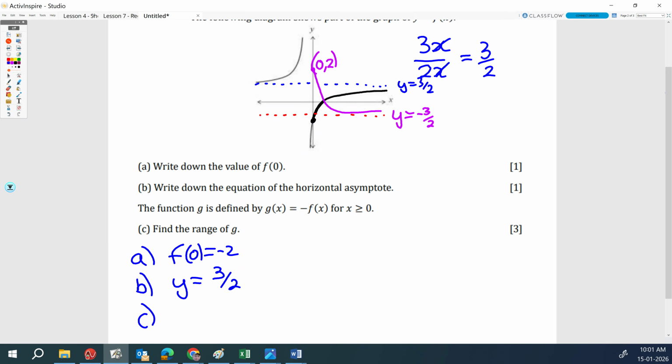The range is going to start off here at negative 3 over 2. It won't include that because that is an asymptote. And then we will go up to and include the y-intercept of 2. So we get this. Why does it only go to 2? Because the domain has been restricted to greater than or equal to 0.